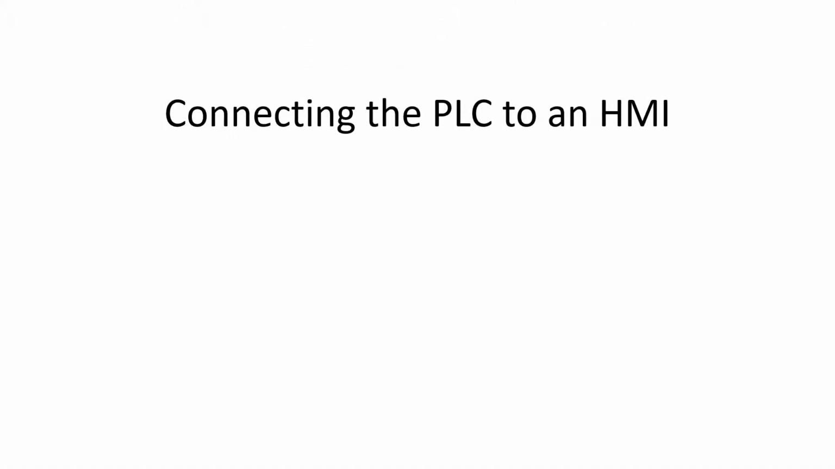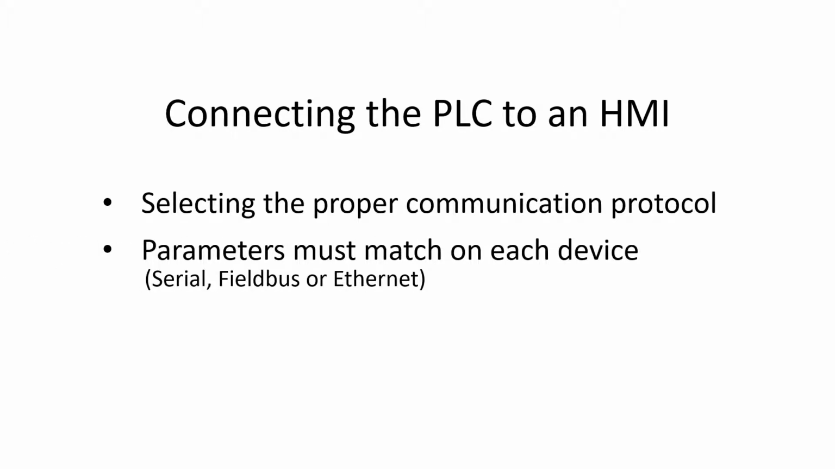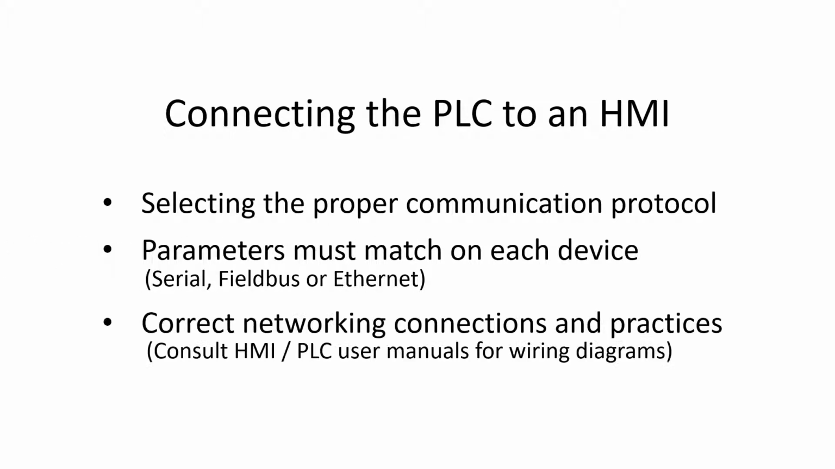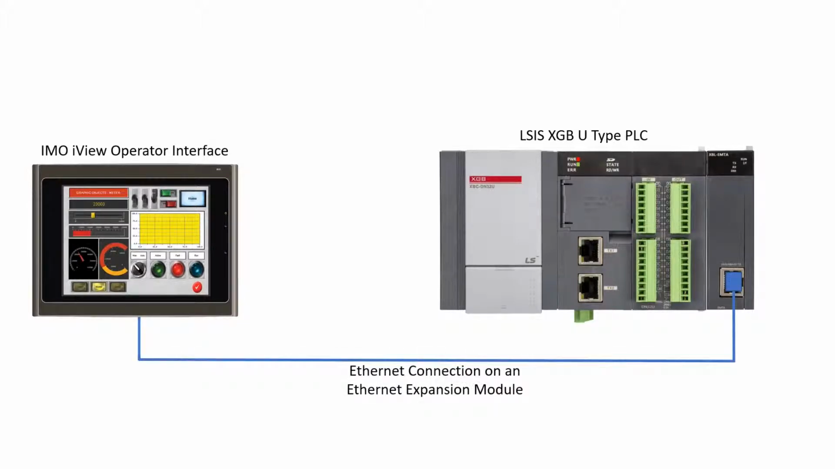When connecting a PLC and HMI, the proper protocol and communication parameters must be the same on both devices. Correct network connections and practices must be observed. In this example, we are using an XGB PLC and iView operator interface. The electrical connection is Ethernet.